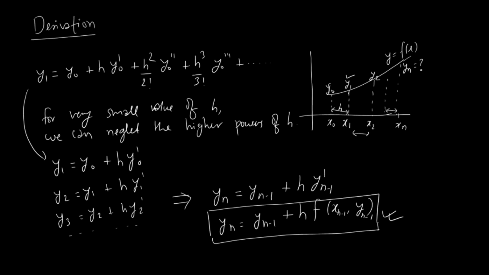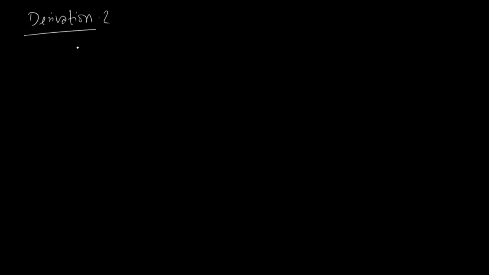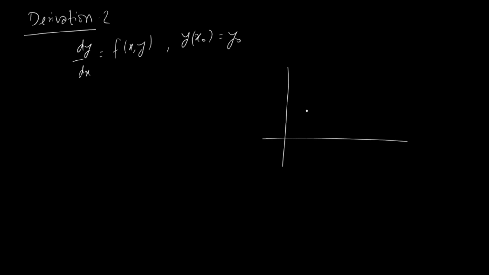Here we derived this formula by using the Taylor series method. But we can derive the same formula by geometric method also. Here the differential equation is definitely of the form dy by dx is equals to function of xy, y at x naught is equals to y naught. If we consider f(x) is the solution for the given differential equation again, and if we take the given initial condition, so we have to find the yn.